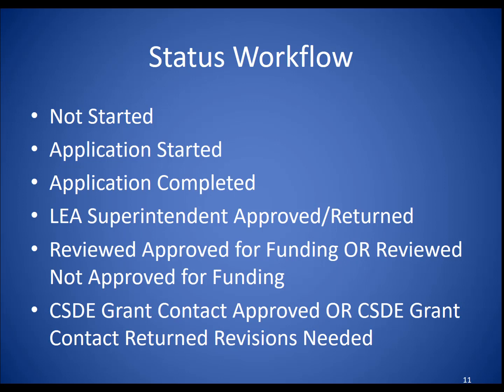Once it's approved, it will go to the CSDE, and they will review the application for funding and either approve it or not approve it for funding. Sometimes an application can be returned at this point for corrections or revisions. It's not a common occurrence, but it can occur. Once the application has been approved for funding, the CSDE grant contact will approve the grant and the budget that was submitted.